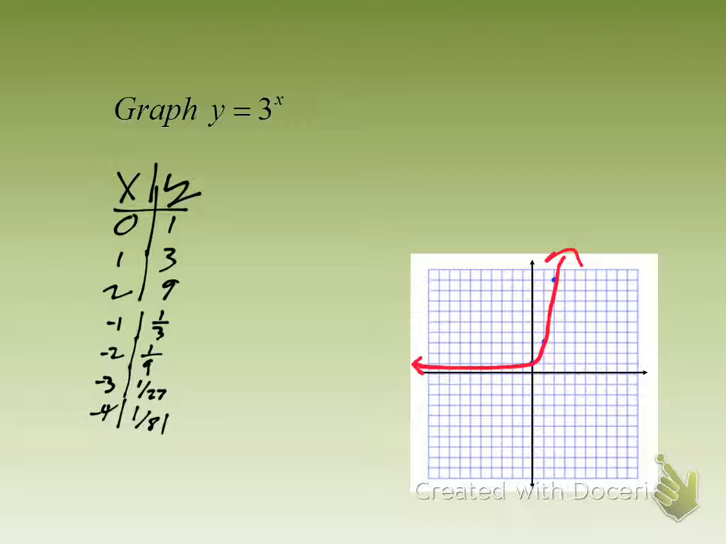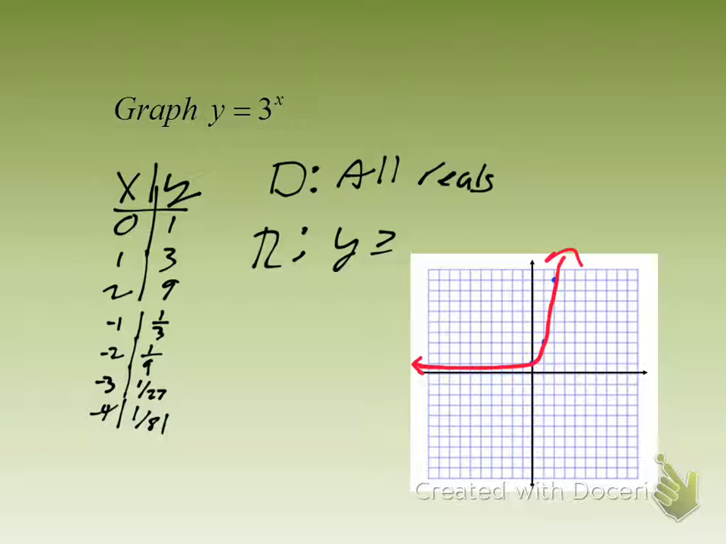The two things you do have to put, even though it doesn't say it, I want you guys to get in this habit: domain and range. What's your domain on this guy? All reals. And what's the range? Y's that are bigger than or equal to 0, and technically just bigger than 0, because you never hit 0.